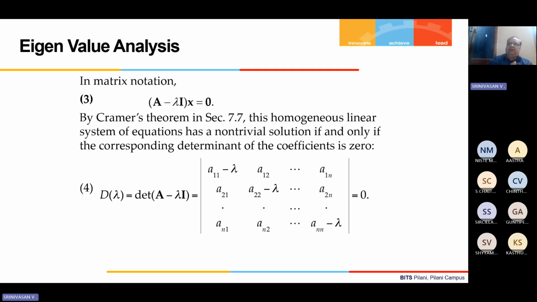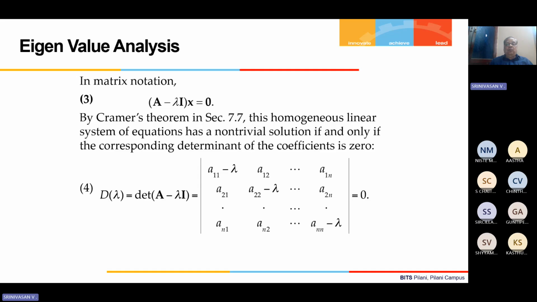So when A is of order n by n, I is also of order n by n. In practical problems, when A is of order 2 by 2, your I will be 1001. If A is of order 3 by 3, your I is 100, 010, 001. Anyway, lambda is being subtracted. So the set of equations 2 can simply be written in matrix notation as A minus lambda I, where I is the unit matrix, multiplied by the vector x equal to the zero vector.